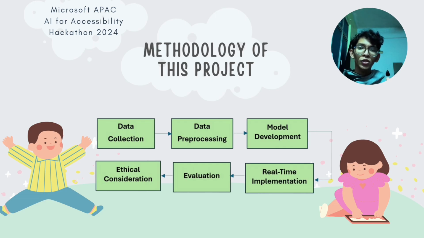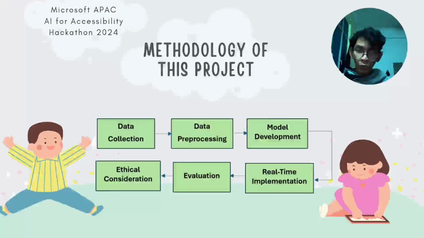Now we are on the methodology of this project. All of this happens one by one. The first one is data collection. We're going to gather facial expression, physiological signal, and behavior data using a smartwatch and camera. Next, data pre-processing. We're going to clean, extract relevant features, and standardize the collected data. Then model development using a CNN, convolutional neural network, and a long short-term memory network to analyze the data. Then real-time implementation, where we're going to integrate the trained model into a real-time system for continuous monitoring and intervention.